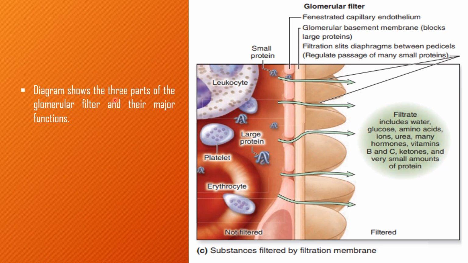This diagram shows three parts of the glomerular filter and their major functions. As you can see in this image, this is the fenestrated capillary endothelium. This one is the glomerular basement membrane, which blocks the large proteins, and these are the pedicels, forming the filtration slit diaphragms between pedicels, which regulate passage of many small proteins.